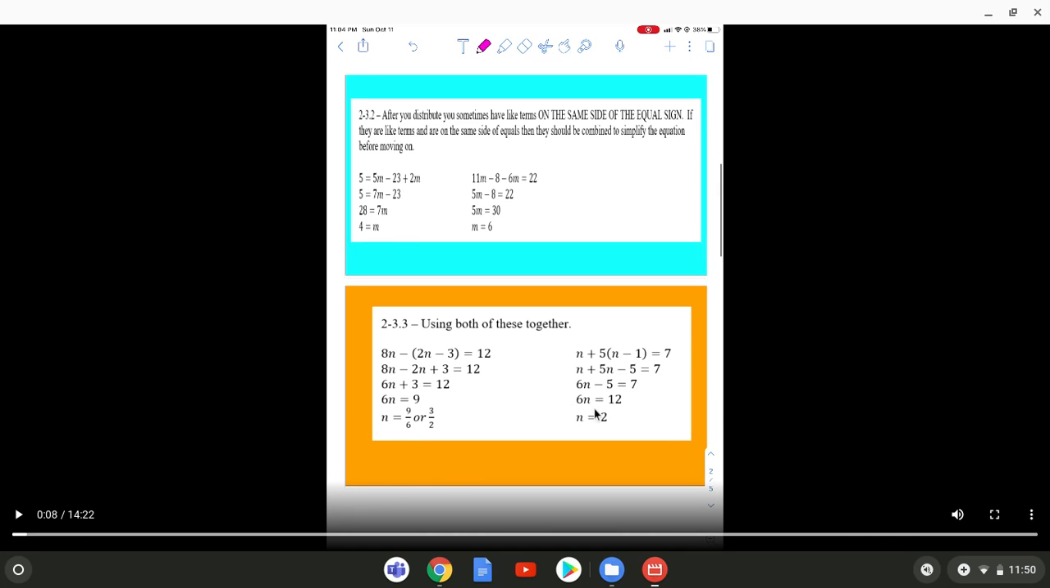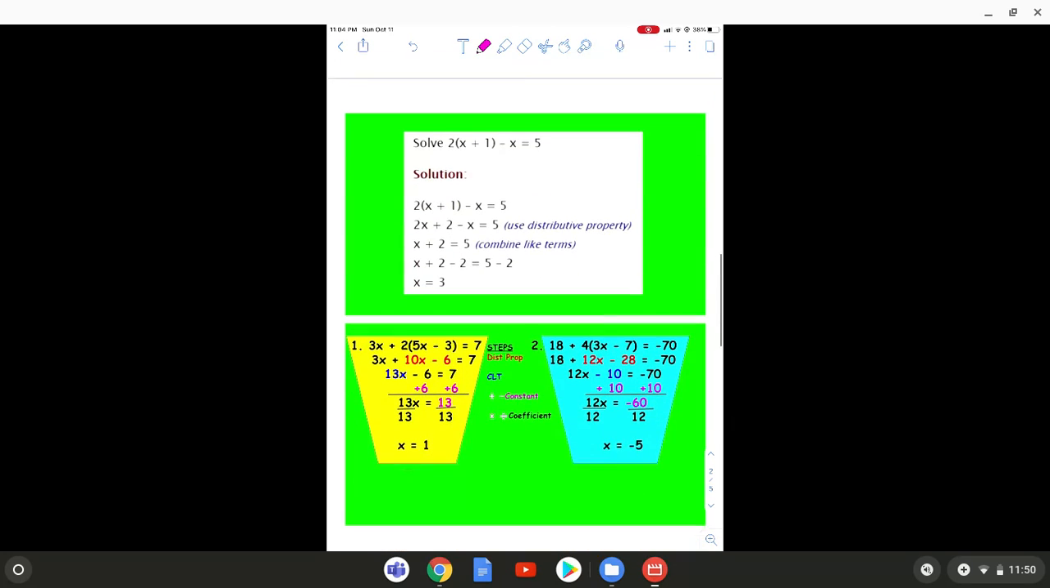Now to isolate n, I'm going to divide by 6 on both sides. So 6n over 6 is going to give me n, and 12 over 6 is going to give me 2. So I'll get n equals 2 for my answer.